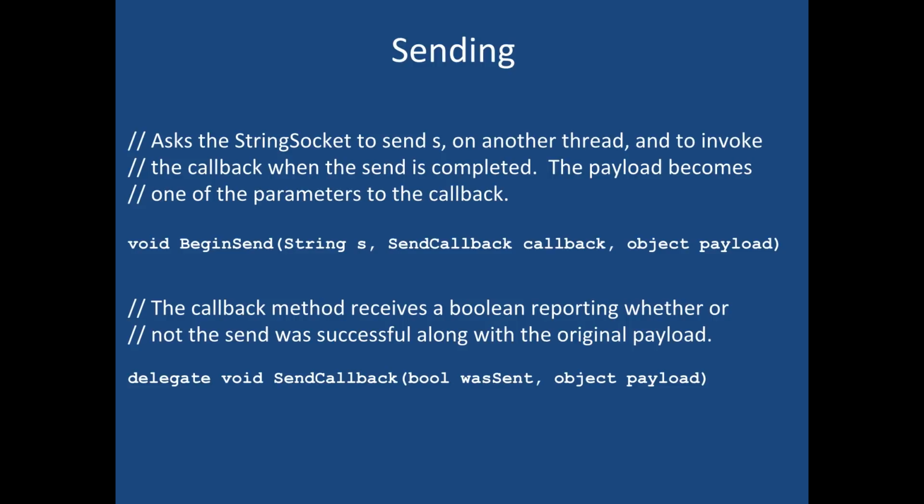Do a scoping issue. Okay, so that's getting at it. The callback method is going to be running on a different thread than the begin send ran on, right? So begin send calls, and then sometime in the future on some thread, the callback is called, and the payload is passed in. Does it need something in the transmission?